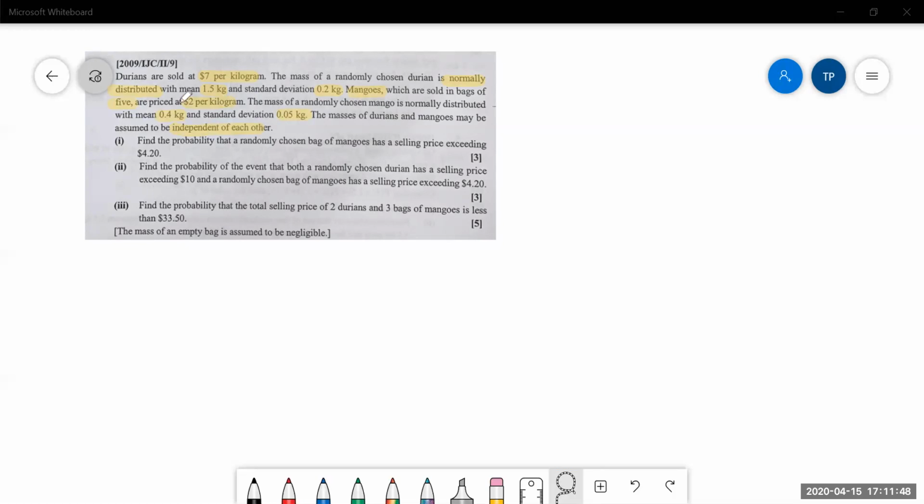Find the probability that a randomly chosen bag of mangoes has selling price exceeding $4.20. Okay, so as we can see here, firstly we always define first. So we let D be equal to the mass of a durian, and M be equal to the mass of a bag of mangoes.